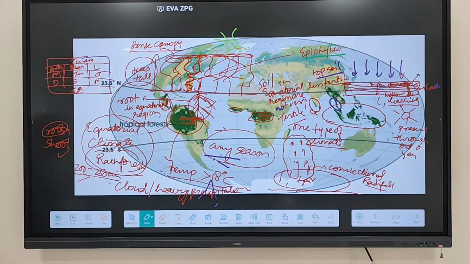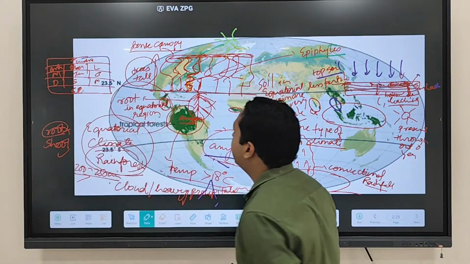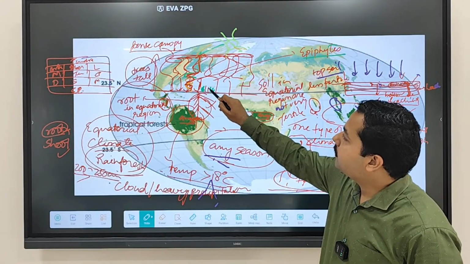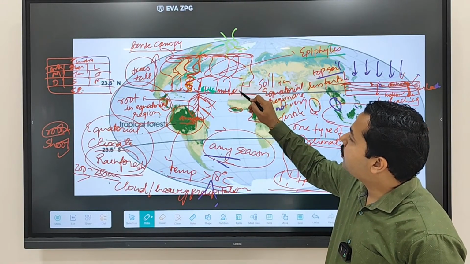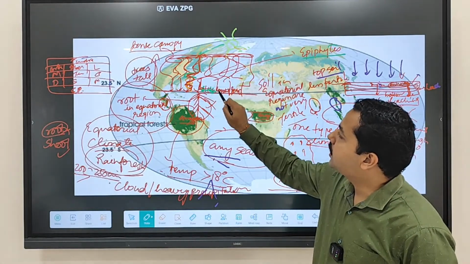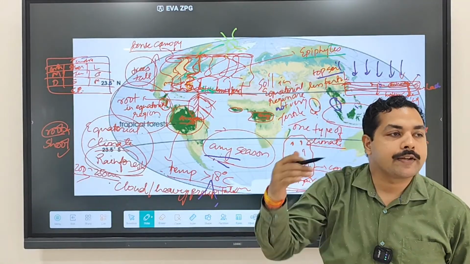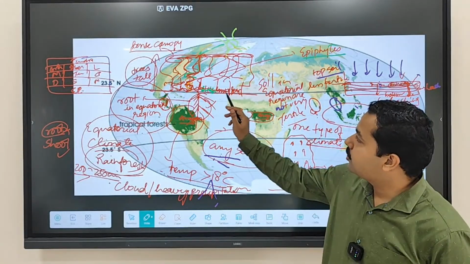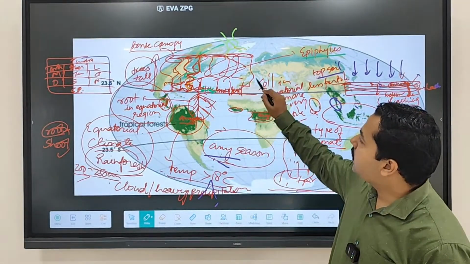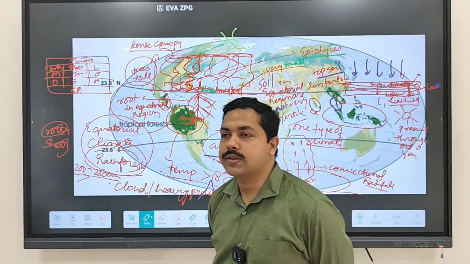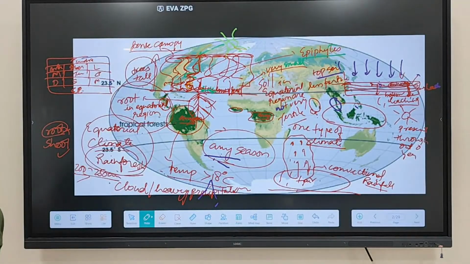Other than this, you also have to keep in mind that at the bottom, many small plants are going to grow, which can survive without sunlight. So you will see very small plants are also found at the bottom, which can grow without the sunlight. Clear? So that's why you are going to find a lot of vegetation.